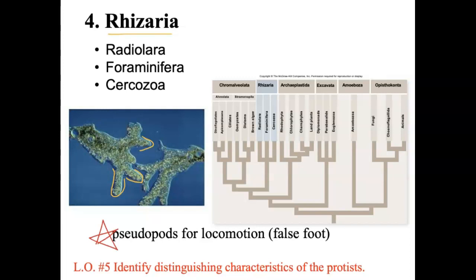Now, I've mentioned amoeba. That's actually in a different supergroup. They also have pseudopods, but the pseudopods are going to be different, and I'll get to that when we go into the Amoebozoa in a little bit. Okay, so let's stay on Rhizaria. Key feature, pseudopods for locomotion, three groups: Radiolaria, Foraminifera, and Cercozoa. So those are the three subgroups within the supergroup Rhizaria. Okay, so let's tackle the Radiolarians first.